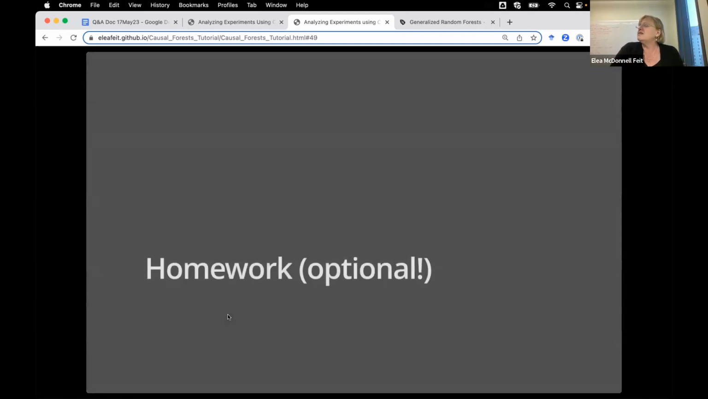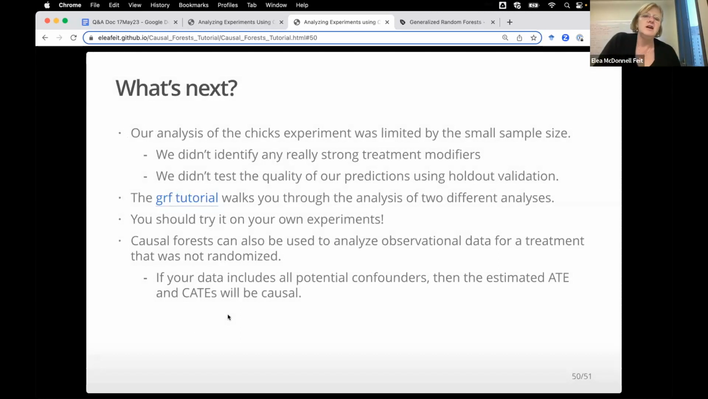All right, one last thing, I have some homework. It's totally optional, but if you were intrigued by this, it's kind of a sad story in that our analysis of the chicks experiment was limited by the small sample size, so we didn't identify any really strong treatment modifiers. And there's another thing I didn't show you, which is how to test the quality of your model using holdout validation, which is a technique from machine learning. That's how people confirm that their causal forest is well-tuned, by doing this holdout validation, which is kind of the standard analysis you would do in machine learning.